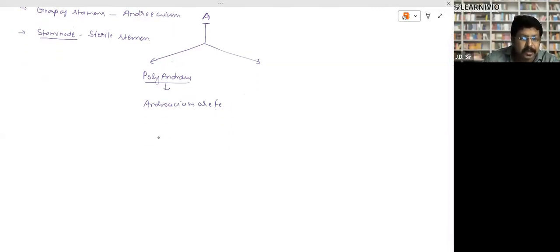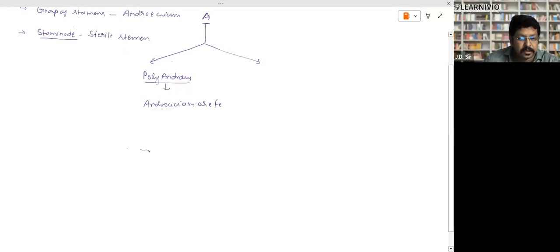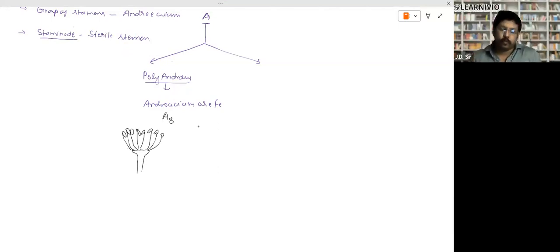In the polyandrous condition, what kind of example? Let me tell you. For example, this is the thalamus, and thalamus means where all the floral parts stand, and there are a number of stamens. This is one, second, third one, fourth one, fifth one. So there are six, or seven, or eight stamens. So how will you write it down? You will write androecium A, A, A, right? That's how you have to write it down.